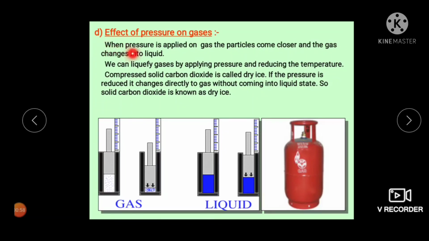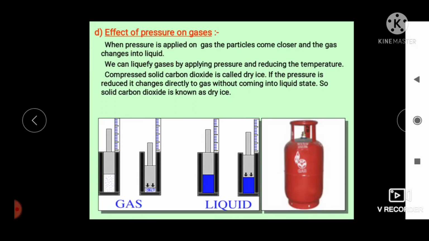This is because when pressure is applied on gas, the particles come closer and the gas changes into liquid. There is lot of space between the particles of gas. We can reduce the space between the particles of gas by enclosing it in a cylinder and compressing it by using a piston. This is shown in this picture. The gas is highly compressed. The particles get closer together and they start attracting each other sufficiently to form a liquid. And we say that gas has liquefied.